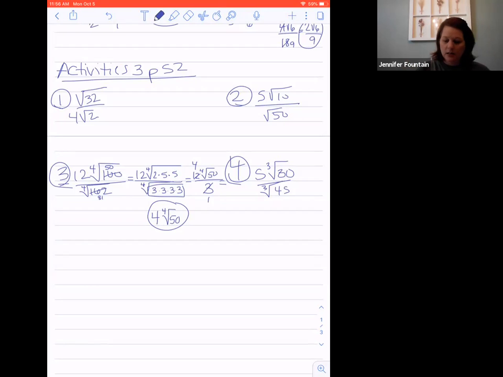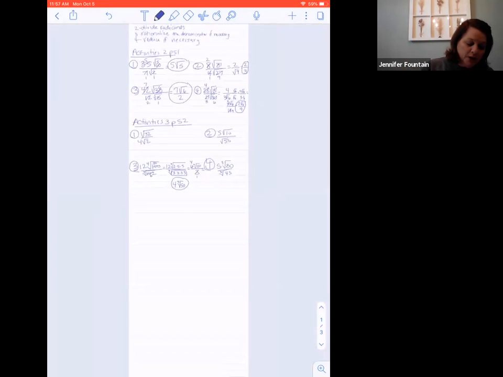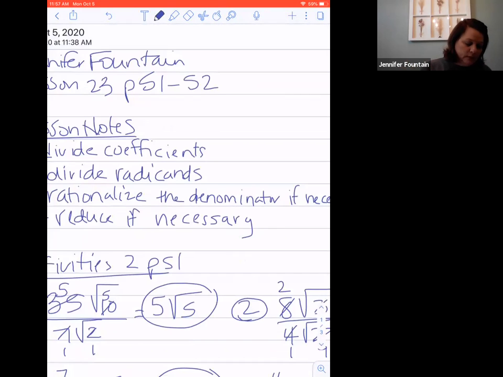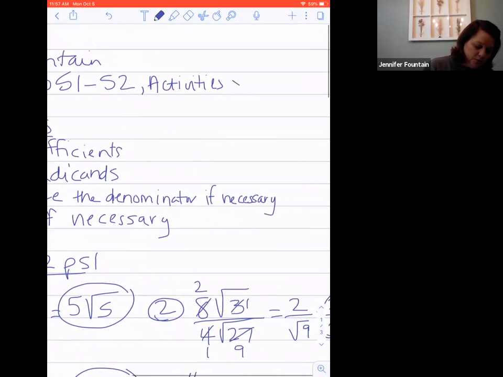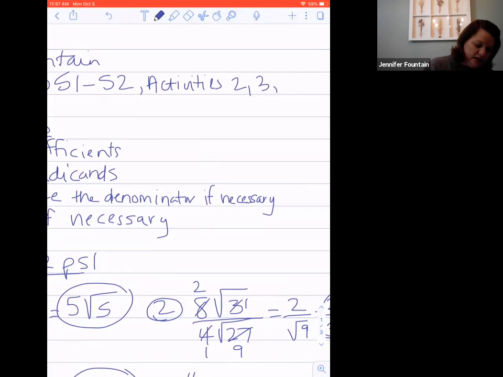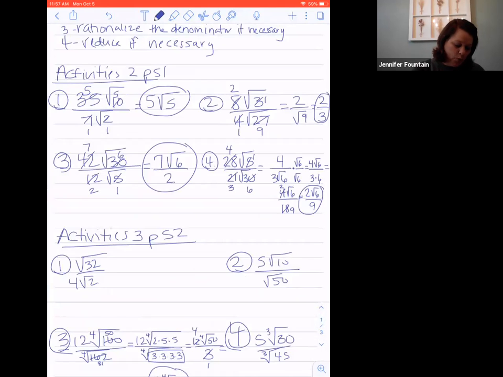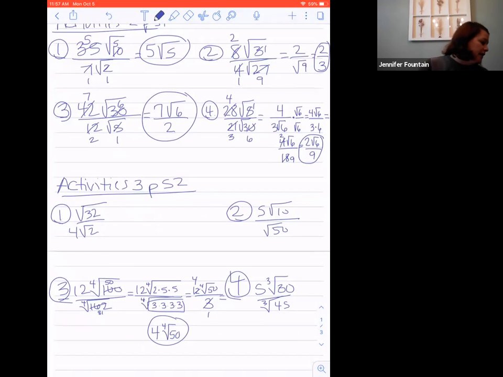All righty. So the rest of our homework, if you want to go ahead and jot at the top of your paper so you've got it written, you can put up there by your lesson 23, page 51 through 52. We'll go ahead and write activities 2, 3, and 4. We've already done activities 2. We did one problem on activities 3, so that leaves activities 4 for you to keep practicing with.